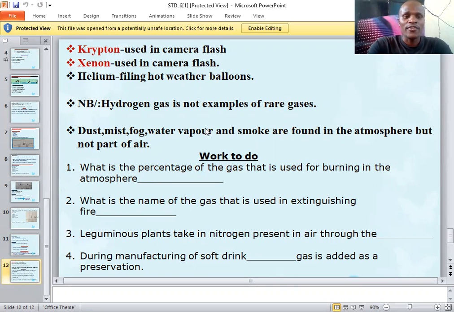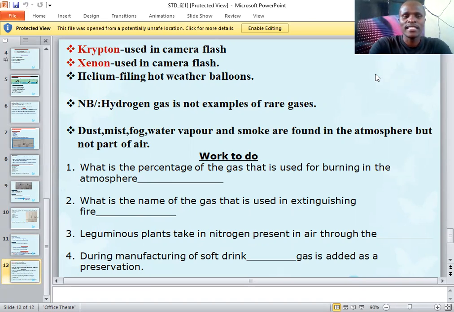I know that you also have hydrogen gas, but hydrogen gas is not a rare gas. In the atmosphere, we also have other things, though they are not gases and they are not part of air. Like we have dust in the atmosphere, we have mist, we have fog, we have water vapor, we have smoke. All those things are found in the atmosphere, but they are not part of air. Therefore, when you are asked to give the components of air, don't talk about smoke, water vapor, and all those.